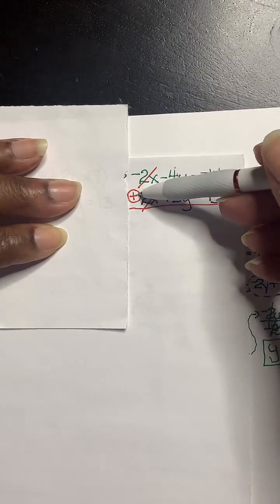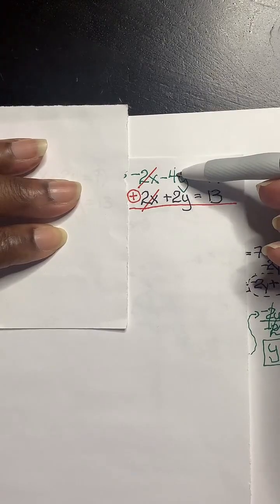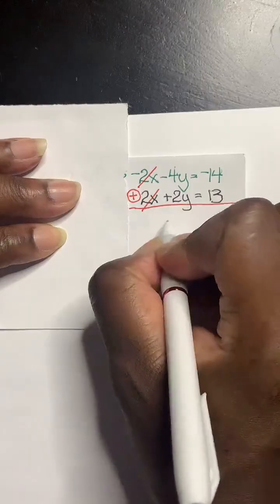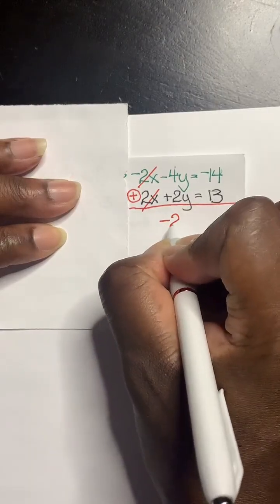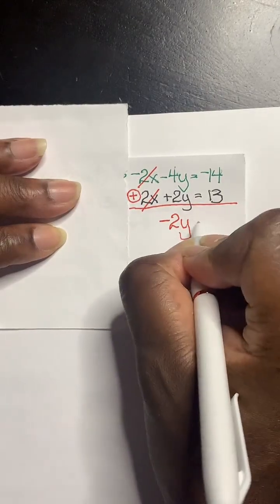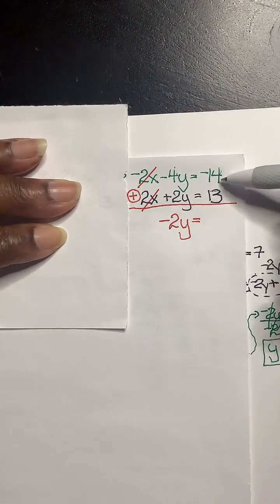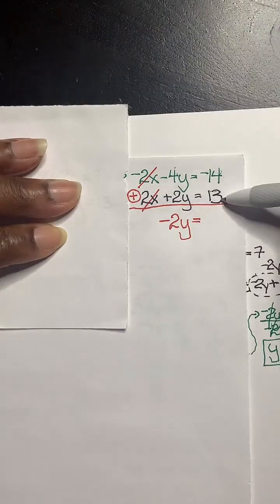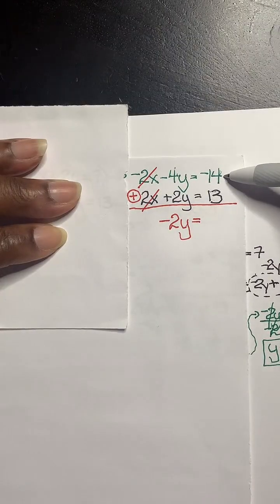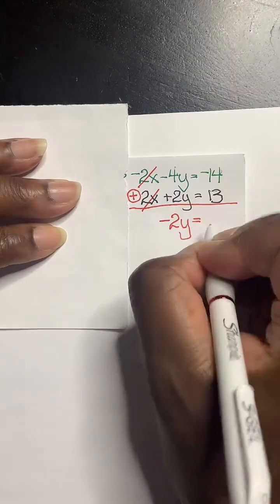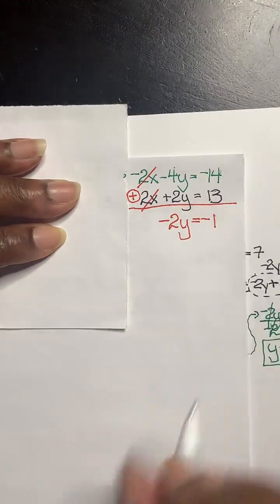Negative 4 plus 2. So you owe me $4. You paid me 2. That means you owe me $2. Bring down the equal sign. Negative 14 plus 13. You owe me $14. You paid me $13. You still owe me $1.